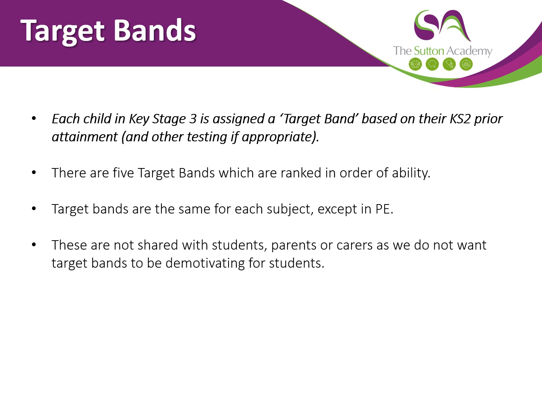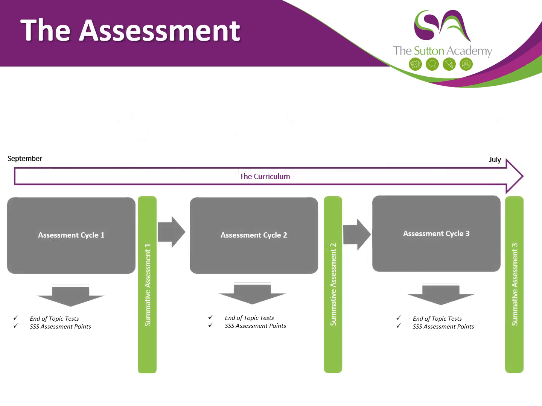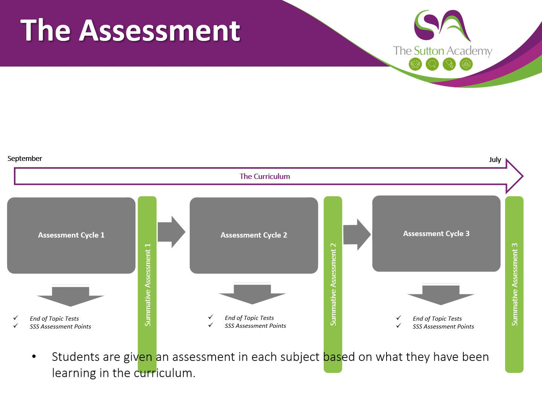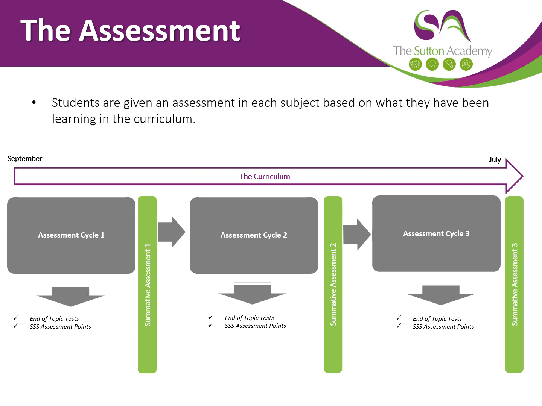We have made a decision as a leadership team at the Academy not to share target bands with students, parents or carers, as we do not want target bands to limit students' progress or be demotivating for students. At the Academy, students are assessed formally 3 times throughout the academic year. These assessments are fed back to parents in Tracking 1, Tracking 2 and Tracking 3 reports. Students are given an assessment in each subject based on what they have been learning in the curriculum so far up until that point. Assessments are marked by teachers and students receive a percentage score based on their performance in that particular assessment.